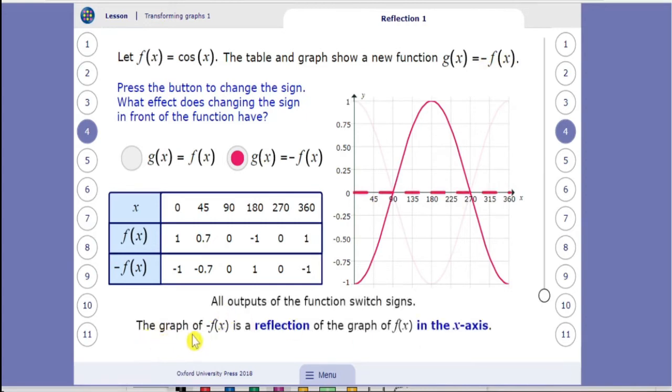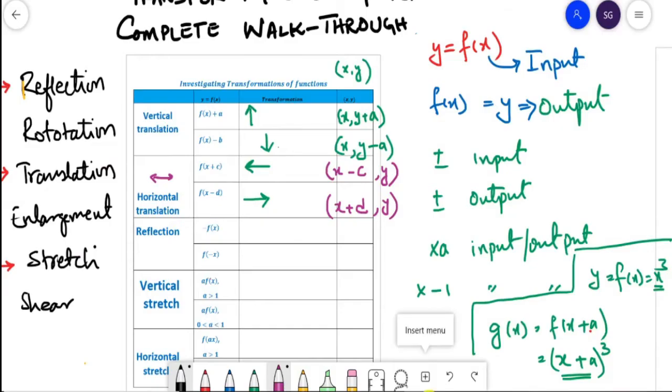So simply, the graph of negative f of x is a reflection of the graph in the x-axis. Now, let's fill out the table. If it is negative f of x, it means you are reflecting in the x-axis, reflection in x-axis or about x-axis, and the points.